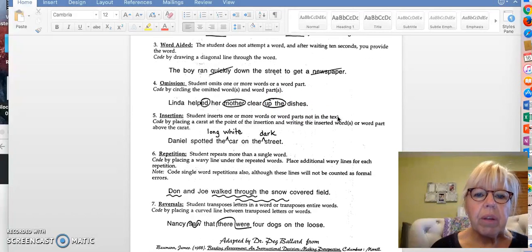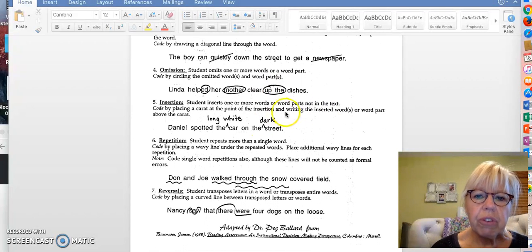Okay, so then we have insertions. Insertions are simply when the student is reading and they add words to the text. We code that by using the little proofreader's caret mark for insertion. We put the caret where the insertion took place and right above it what they actually said.